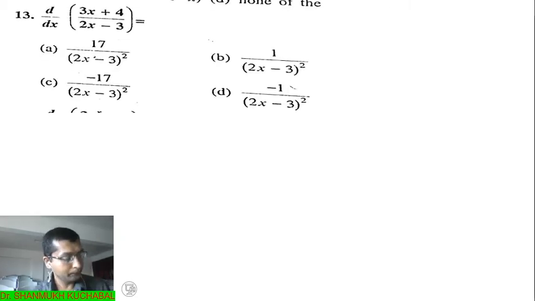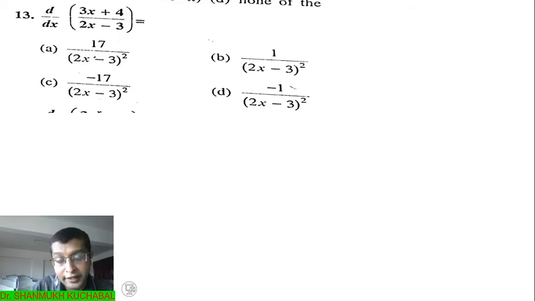Now we'll move to example number 13. dy by dx of (3x plus 4) divided by (2x minus 3) is equal to. Okay, so we observe that the variable is present in the numerator as well as in the denominator. In such a situation we have to use the u divided by v rule, or quotient rule.